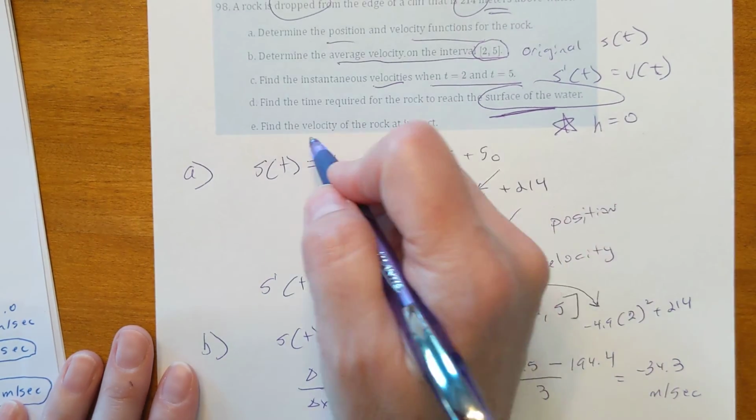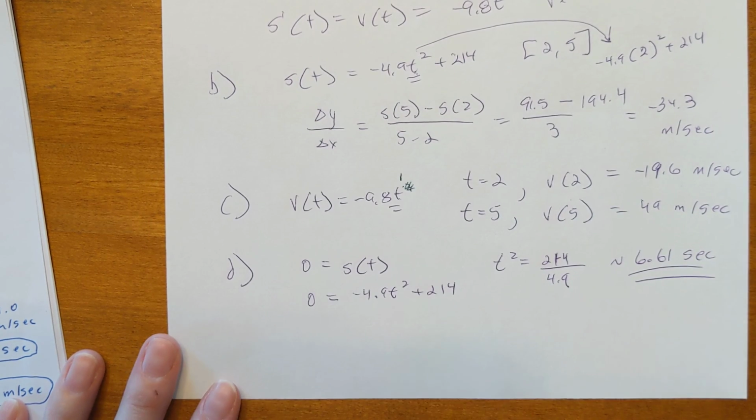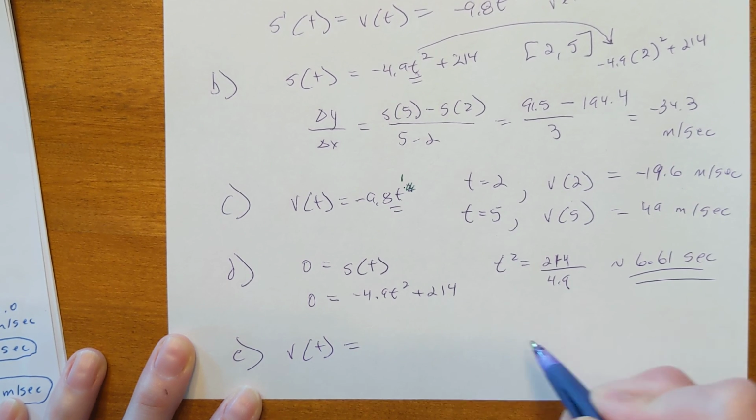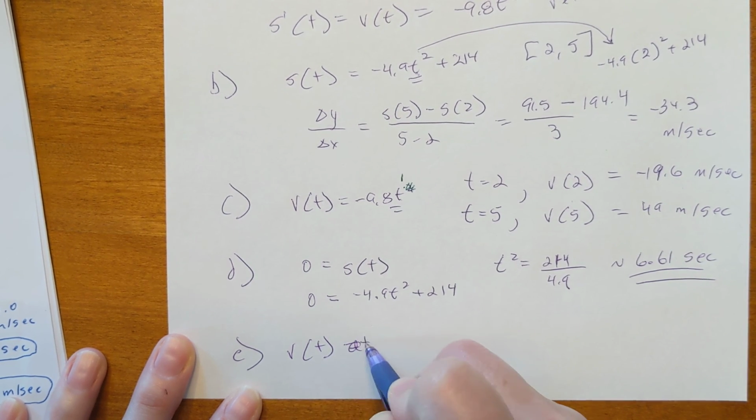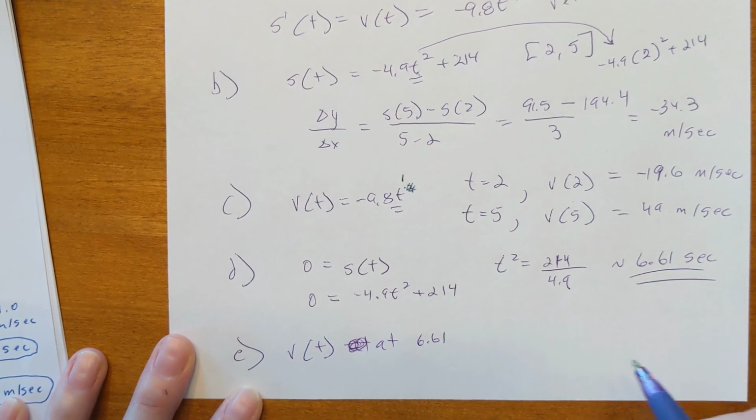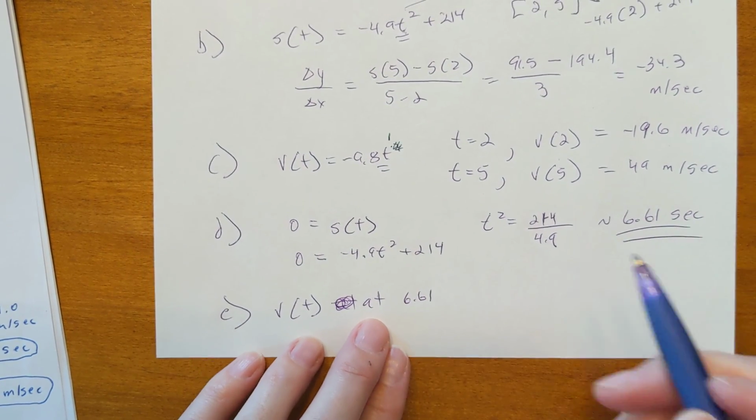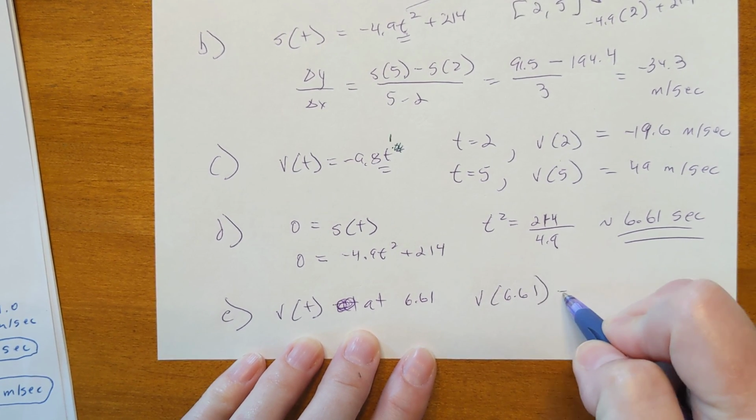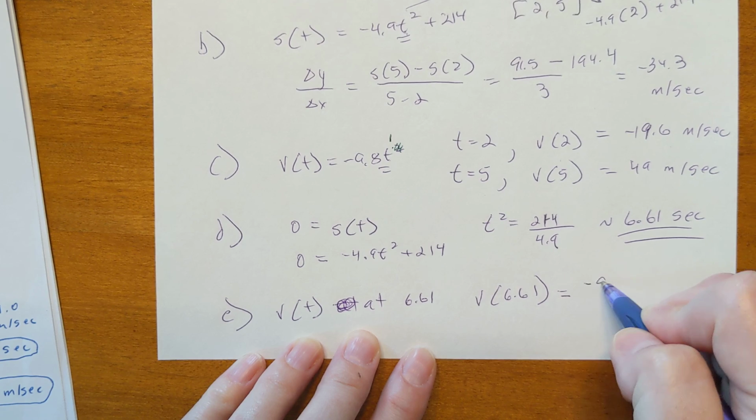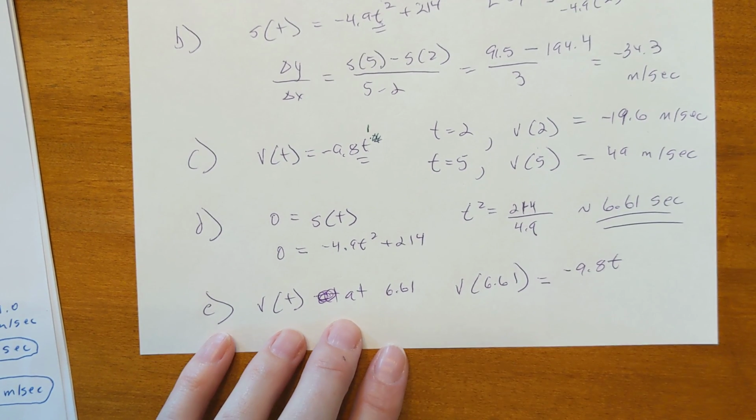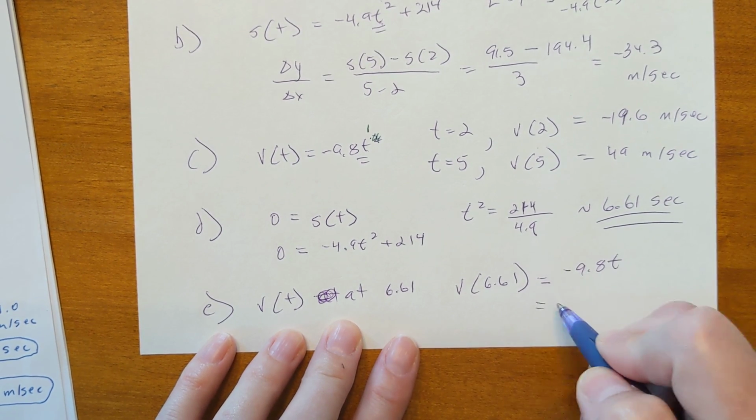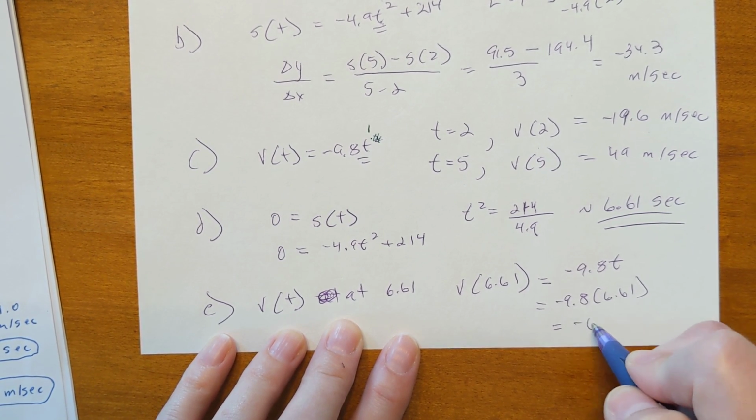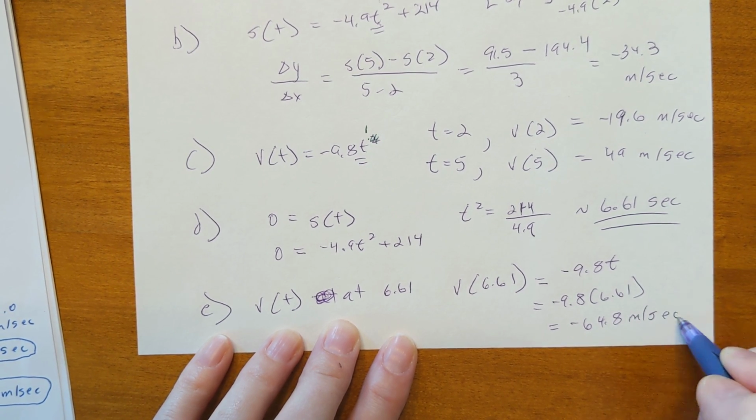And last of all, what is its velocity at impact? So that would be the instantaneous velocity of when it hits. So we want to do v of t at 6.61. That's why they had you do that on letter D. You need to know that number to do E. So doing v of 6.61, plugging it in there. Again, it was negative 9.8 t, not t squared. Again, sorry about that. So plug in the time. So it is 6.61. And when you multiply them together, you get negative 64.8 meters per second.